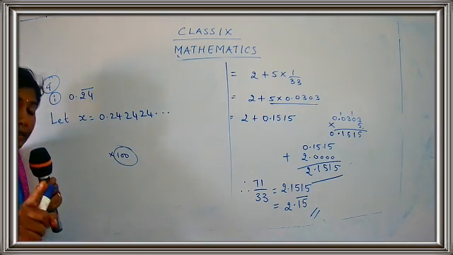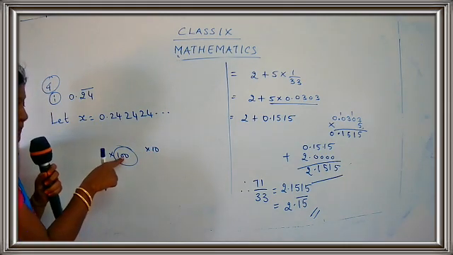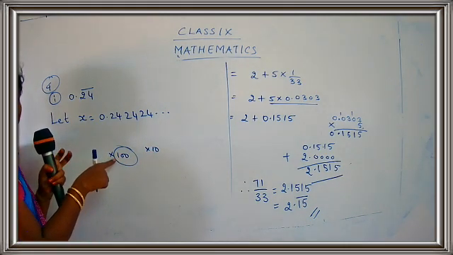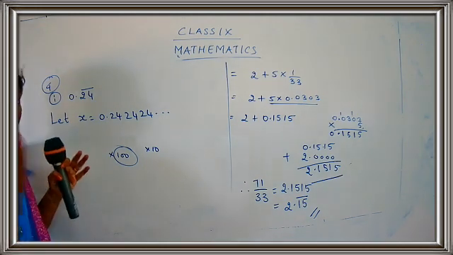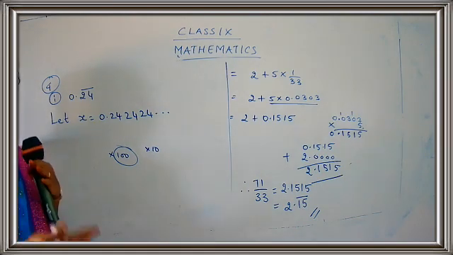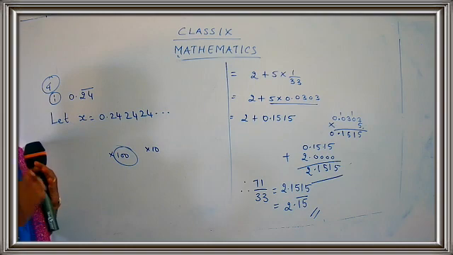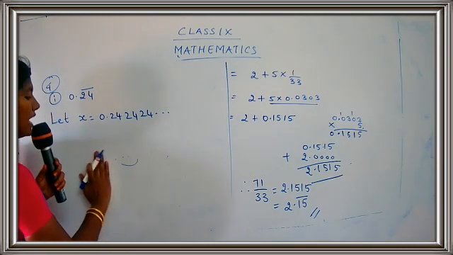If you have one number repeated, what will you do? Multiply by 10. One zero. Two numbers means two zeros, so 100. If you have 3 numbers repeated, 1000. If you have 4 numbers repeated, 10,000 and so on. Are you getting my step, children? Good.